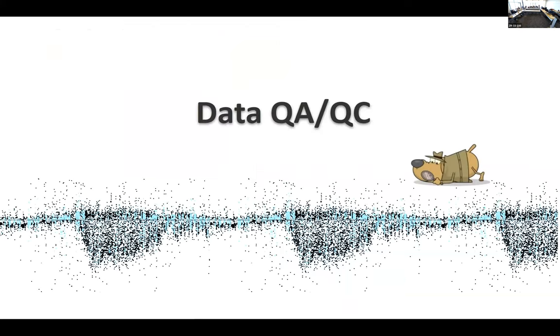Any question about the first part, about the data workflow, before we move on to some exercise about QQC? Do you have something from the chat? I want to ask about the missing value.